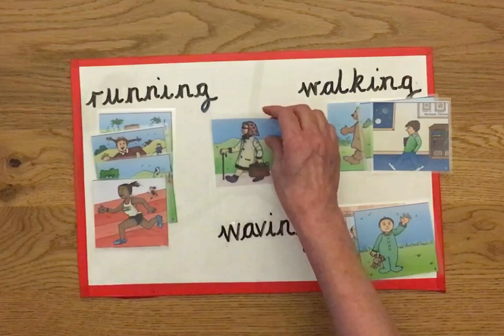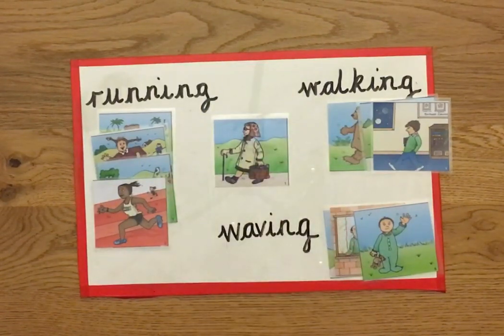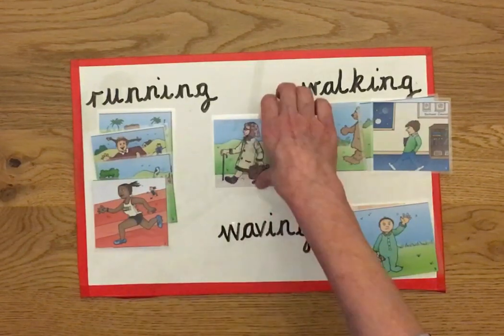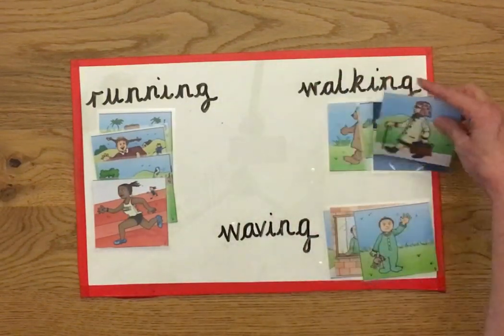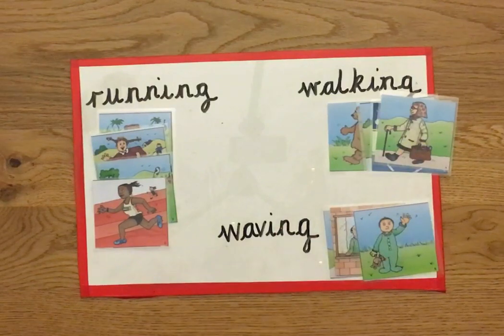Last one. What verb is this lady doing? Is she running? Is she walking? Waving? She's walking. Brilliant. Well done everyone. Now we've sorted out some of our characters into different verbs.